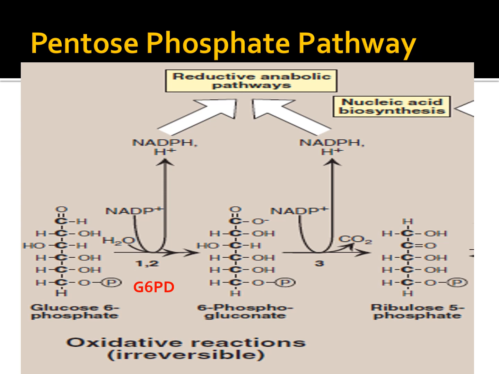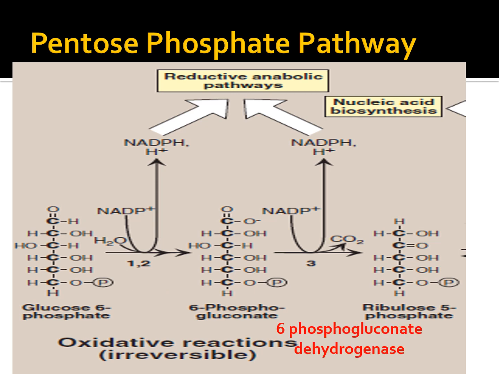And then your second reaction would be your 6-phosphogluconate, which would produce your ribulose 5-phosphate with your enzyme 6-phosphogluconate dehydrogenase, which produces your second NADPH. This would then be recycled and used in your reductive anabolic pathways.